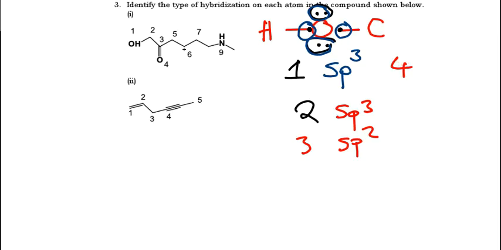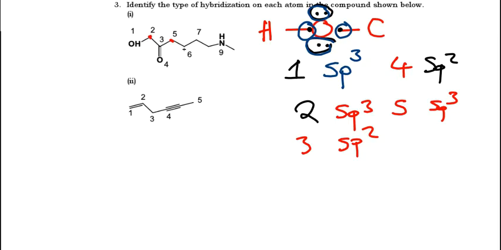So in this case, it's going to be sp2, because of a double bond that has been formed. And 5, that's the same as 2. You can see they're similar. So sp3 as well.